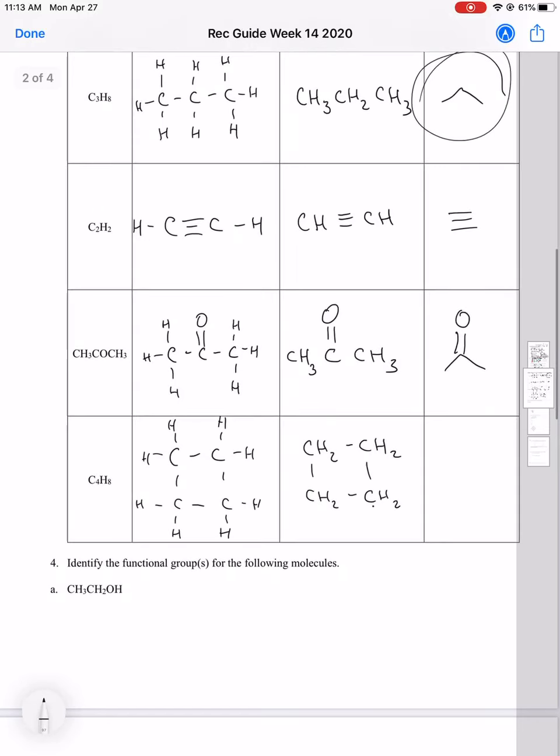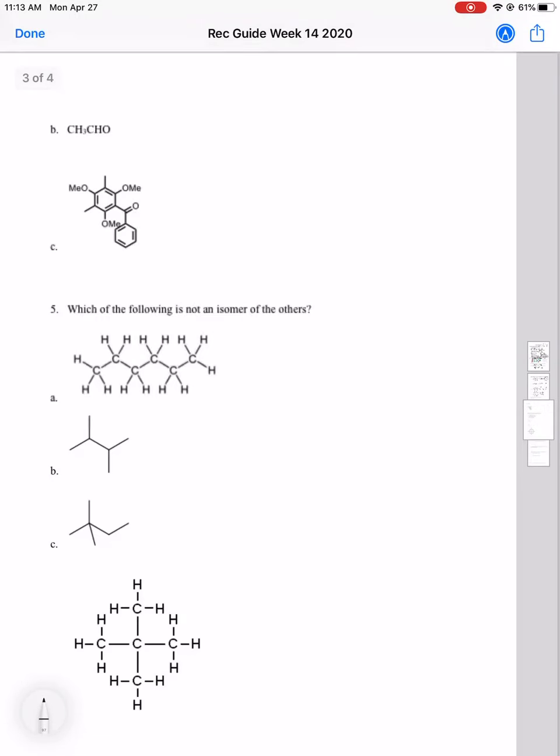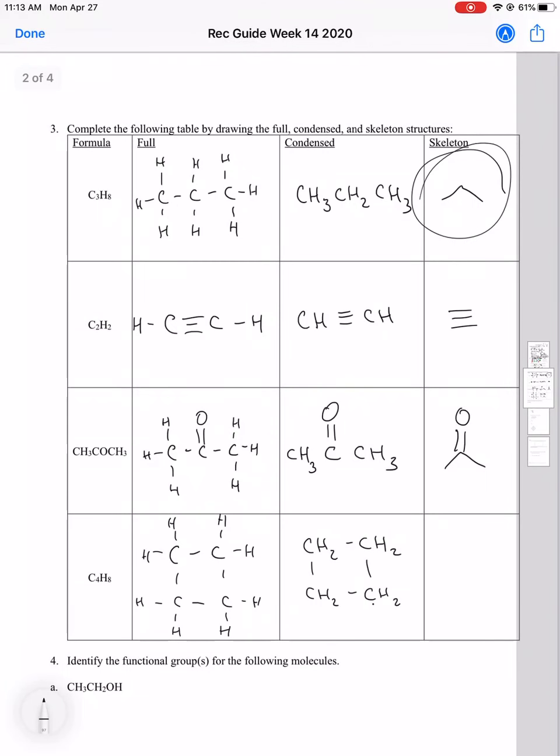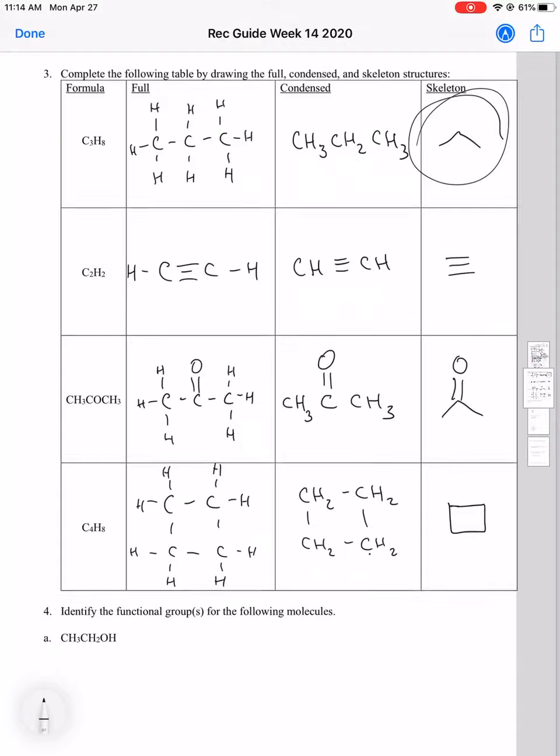And then when we do our skeleton, remember we have our 4 carbons and they're in a ring. 4 carbons in a ring. And remember, all those hydrogens are implied, so that is what our skeleton looks like for that.